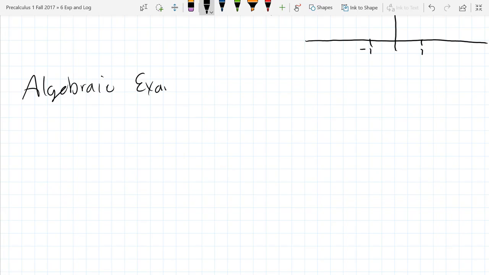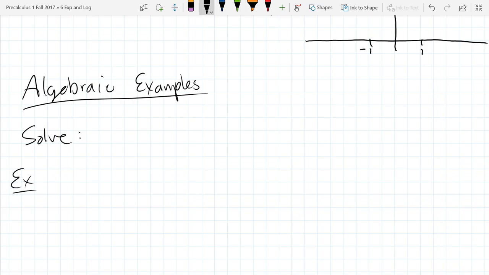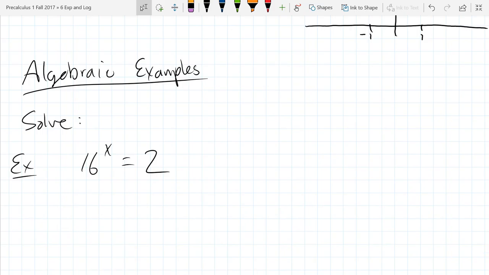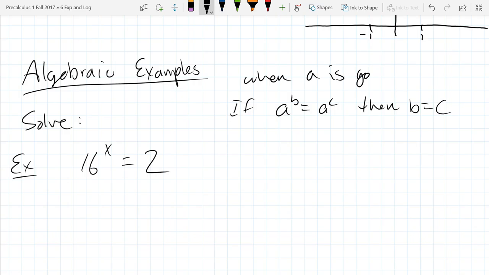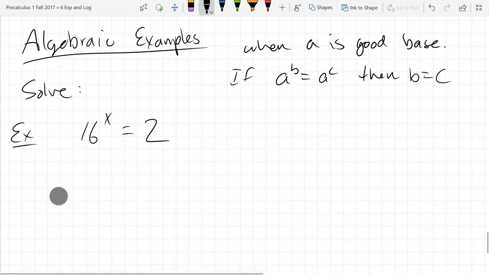So let's look at some more algebraic examples using more of the algebra rules. And on these, we're all going to be just solving. To what power is equal to 2? So the property we're going to use: if a to the b equals a to the c, then b equals c, as long as you have a good base.